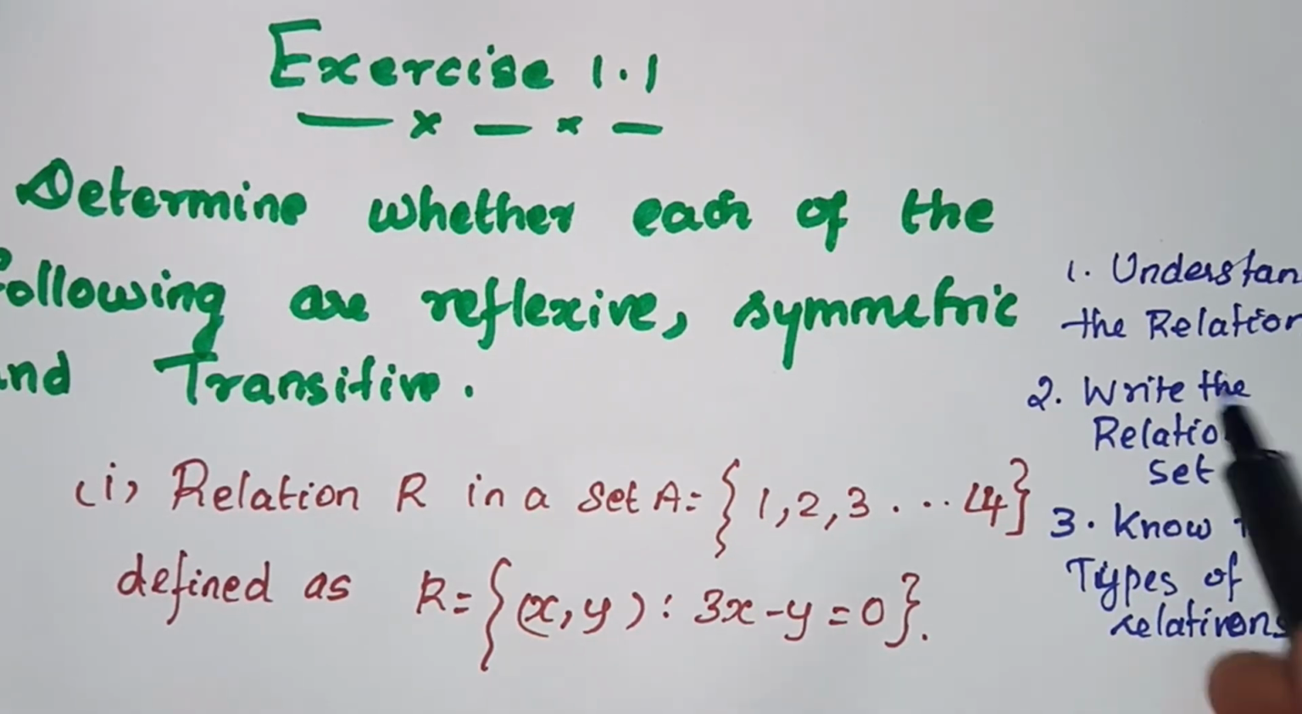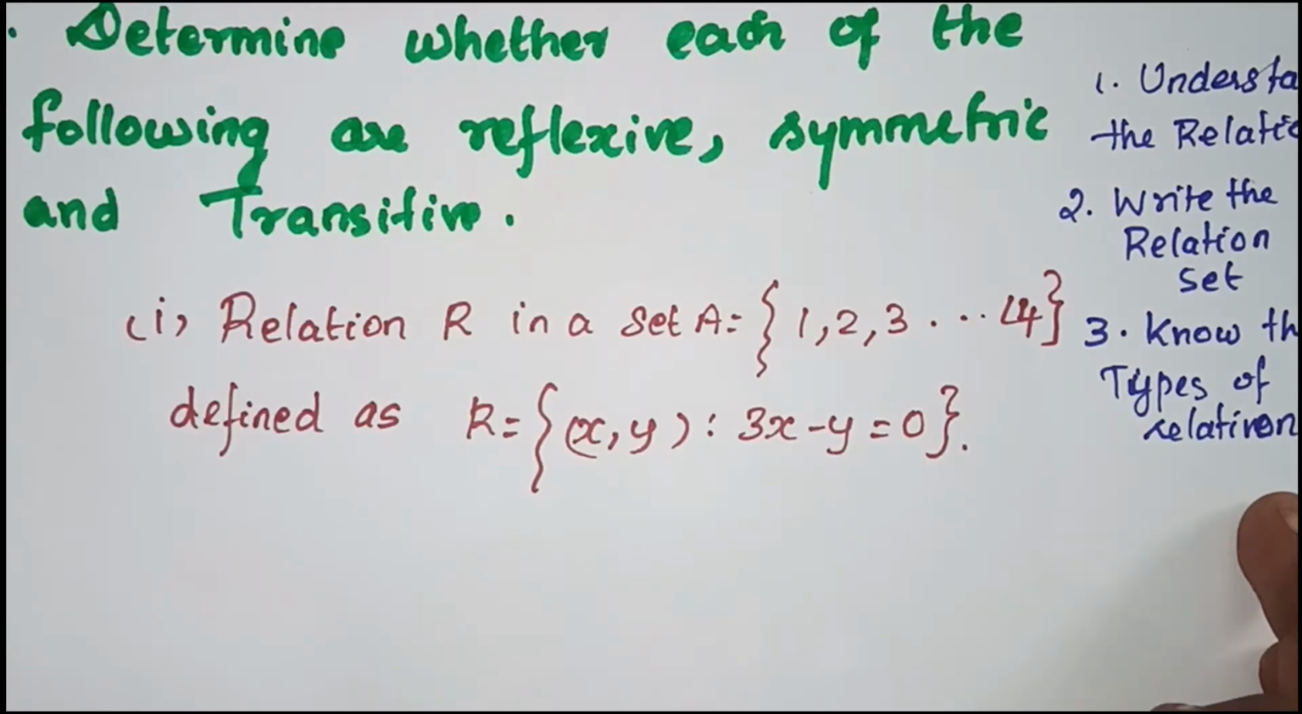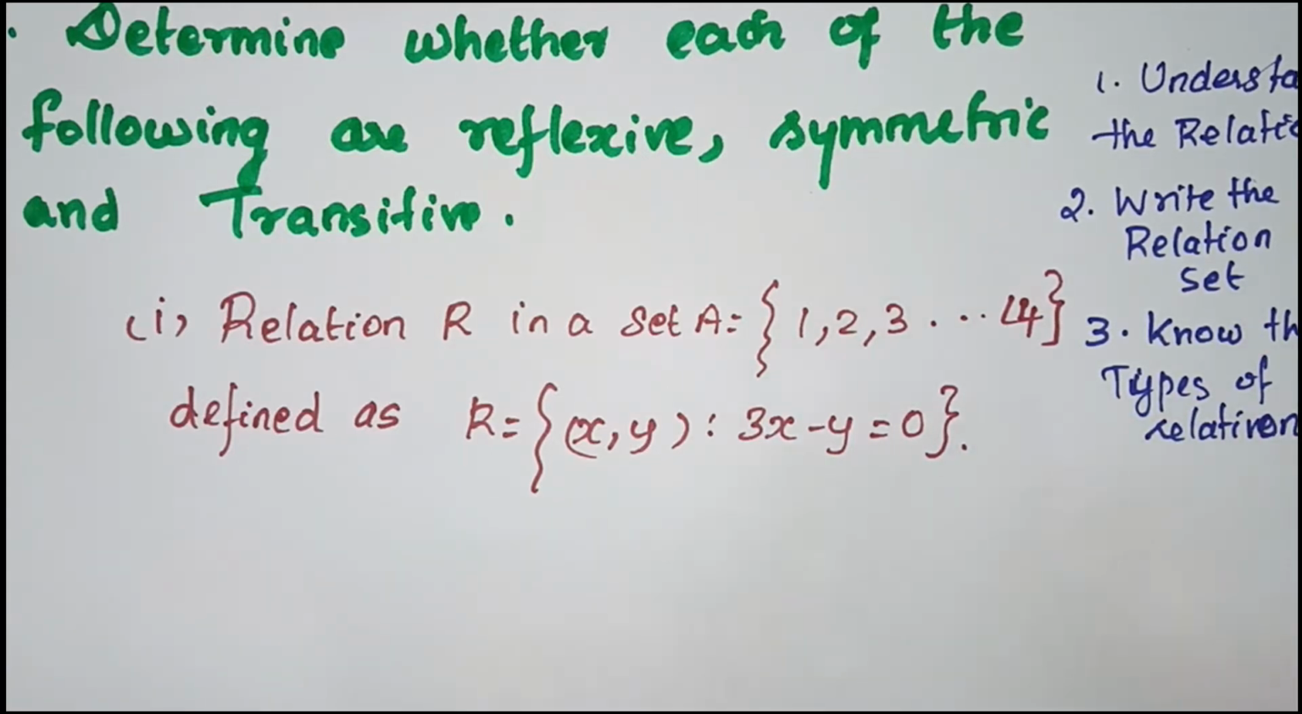First, understand the relation given in the problem. After understanding, then write the relation set. Next, we need to know the conditions in types of relations. By knowing these 3 points, we will do the exercise problems very easily.